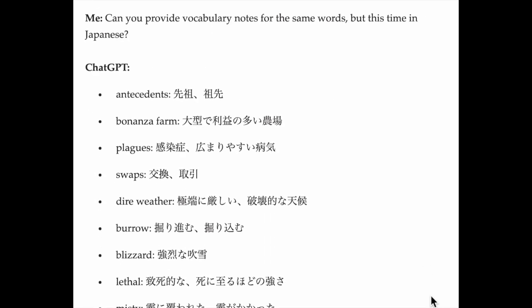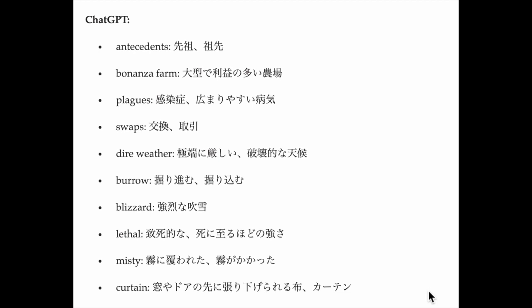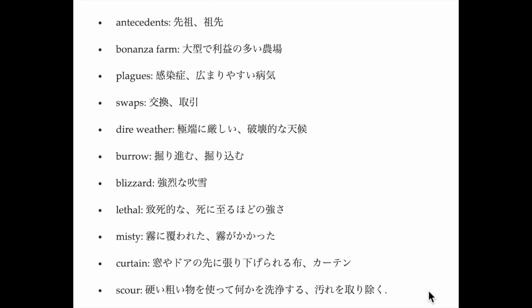An intermediate learner might prefer the vocabulary notes in the first language, so I asked for them in Japanese, and we got the same words, and we got Japanese glosses, which all look very good to me. So that was remarkable.